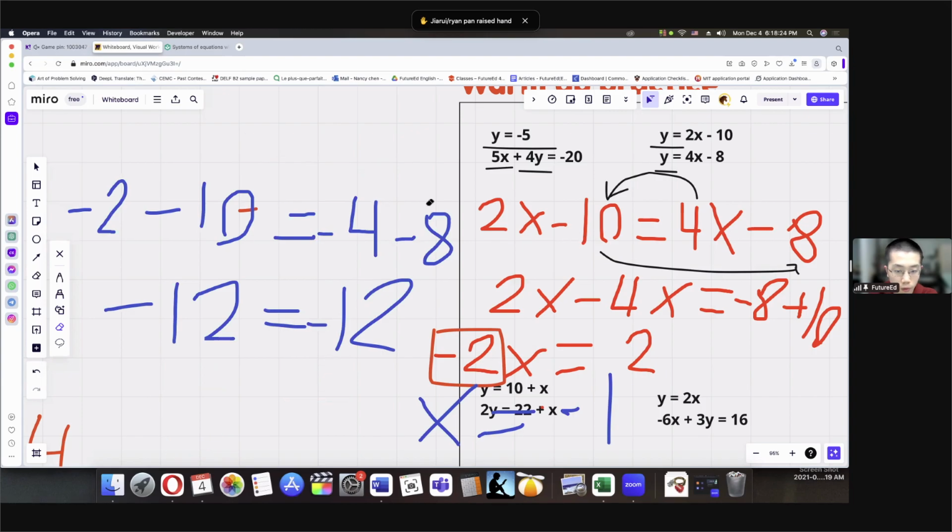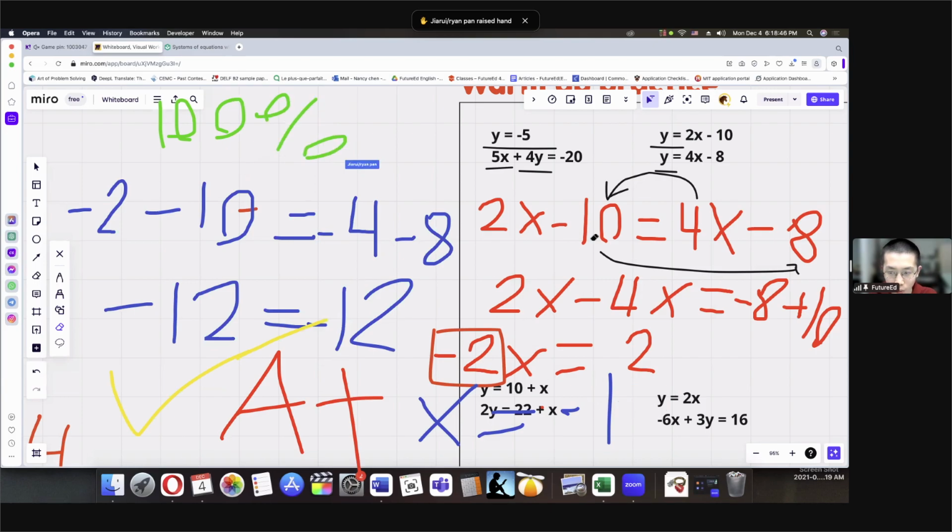Okay, so we have 2 times -1 is -2, and then subtract 10, that's -12. All right, so I'm pretty sure this is correct. And for the 4 times -1, that's -4. We subtract 8, and that's also -12. So I see you've given yourself an A plus. So we know that x is indeed equal to -1.